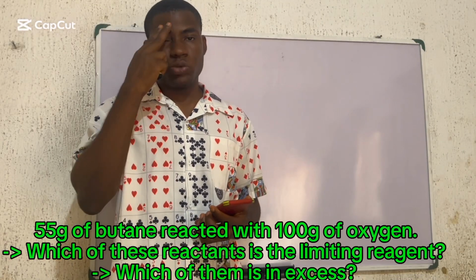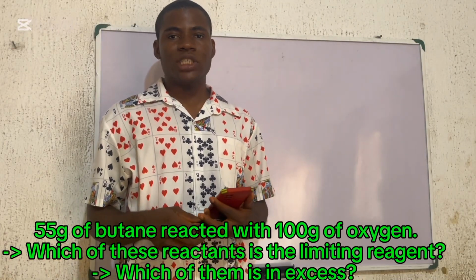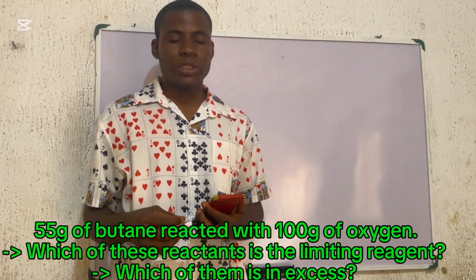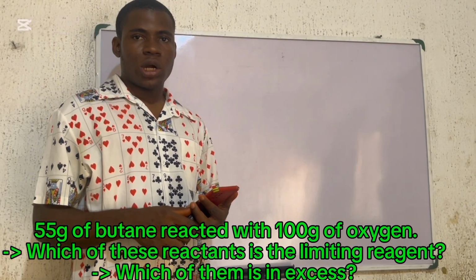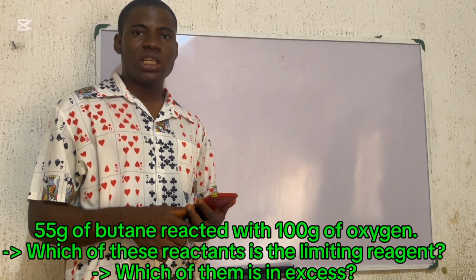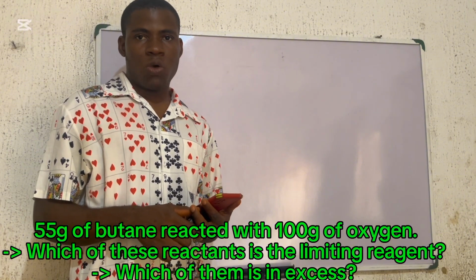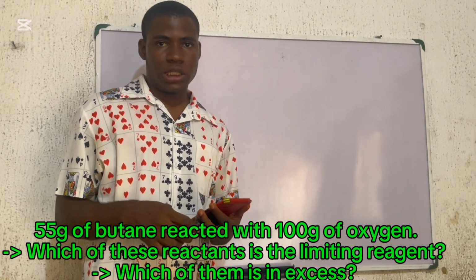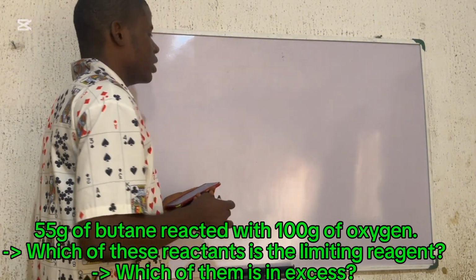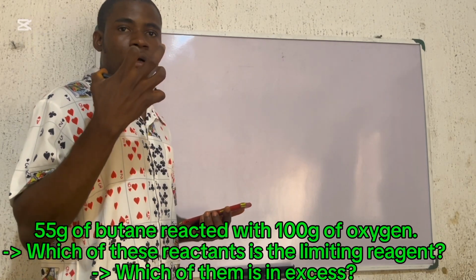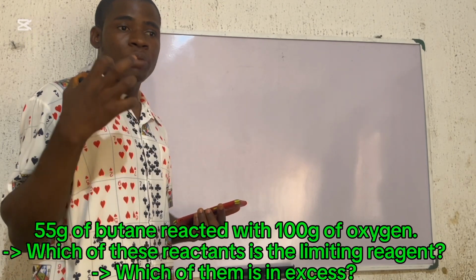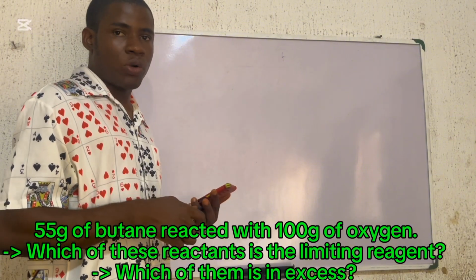Hello, the question we have on our screen says 55 gram of butane reacted with 100 gram of oxygen. Which of these reactants is the limiting reagent and which of them is in excess? Now, I've explained what we mean by limiting reagent. It says that reactant that will be completely used up in a chemical reaction.